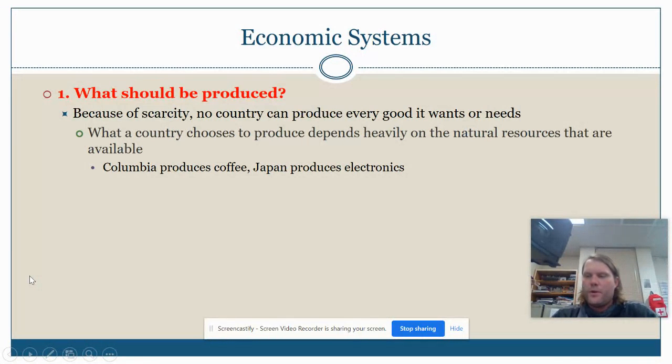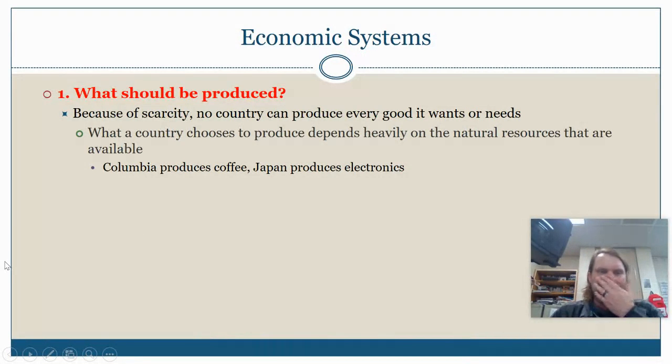Sometimes we're limited on what we can produce. Obviously, if there are different climates and different resources available in the ground, that's going to affect what we're able to produce. But for the most part, the United States has an extreme advantage. We're able to produce just about anything.